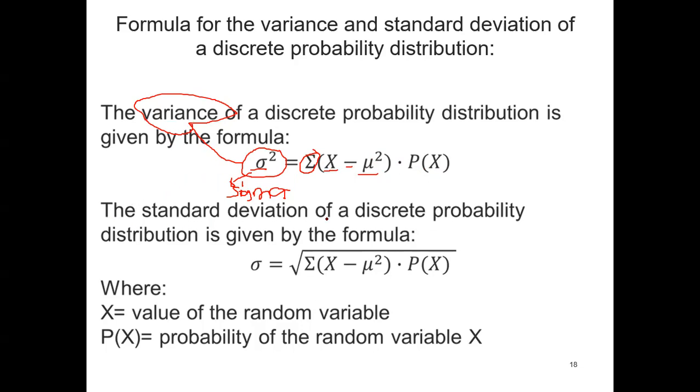Okay, for the standard deviation of a discrete probability distribution, we have a formula which is sigma without the squared, but then is equal to the square root of the summation of the quantity x minus mu squared times the p of x, or the probability of x. As you can see, we don't have here the square na. And the second one, we have here the square root.